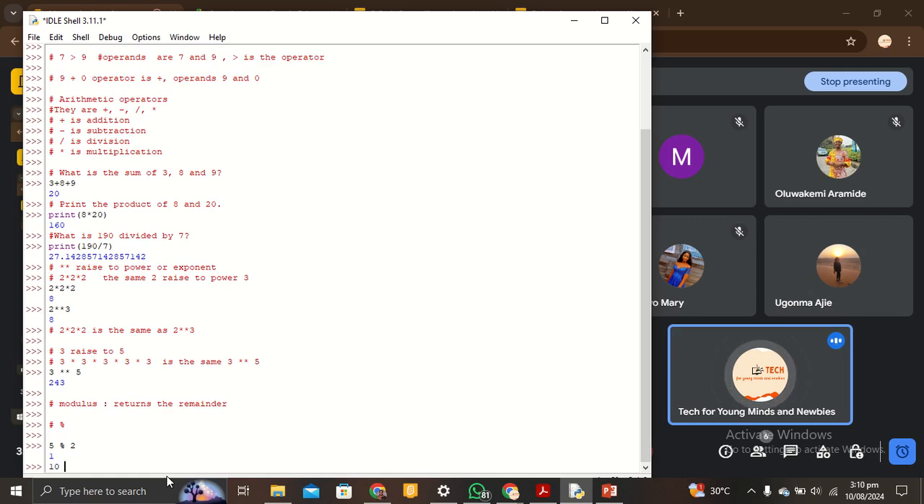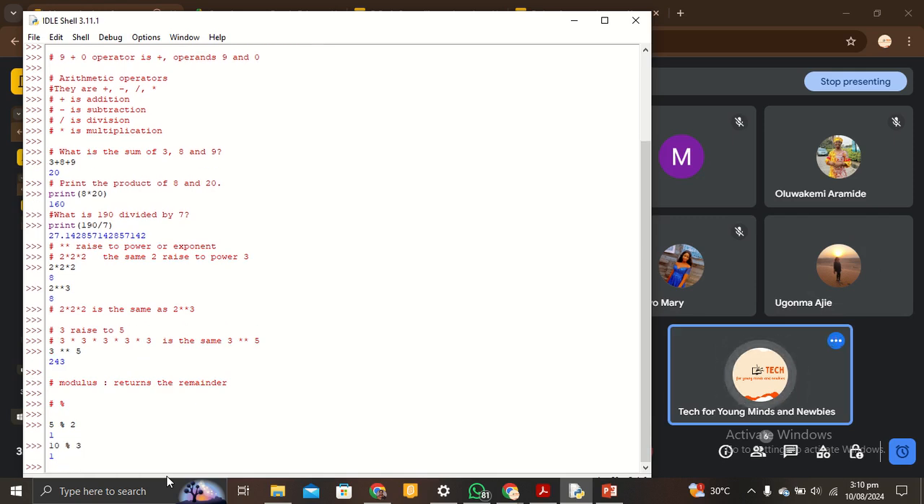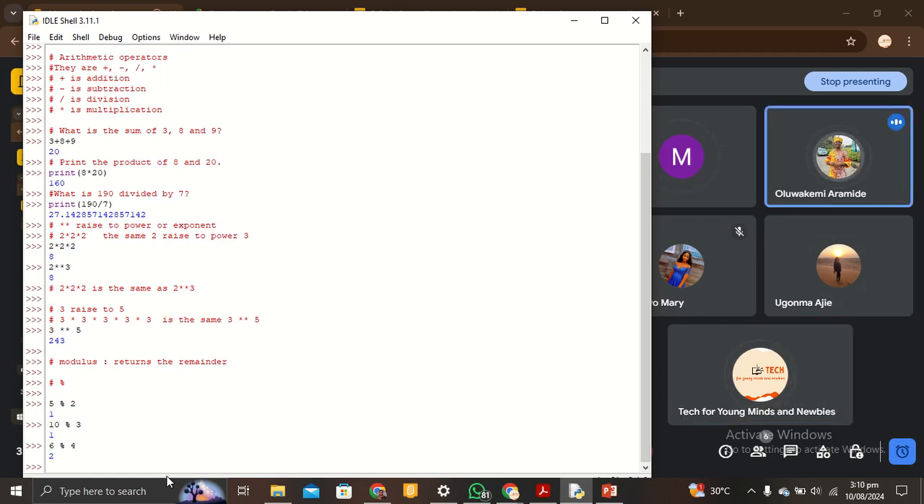If I say 10 modulus 3, it will return 1. Can you all do 6 modulus 4? What will the answer be? 2. Simple. So modulus will only return the remainder. Is that okay? It won't return the quotient. It will only return the remainder.